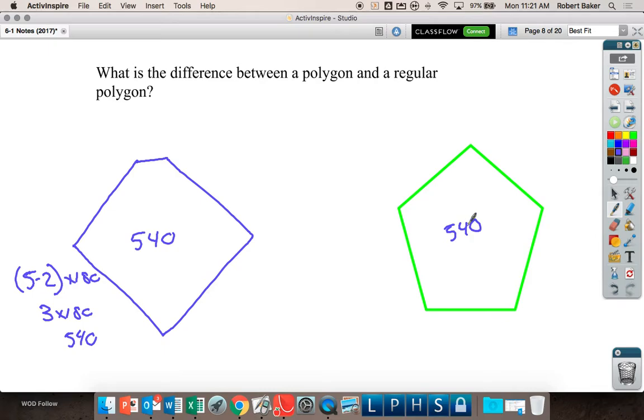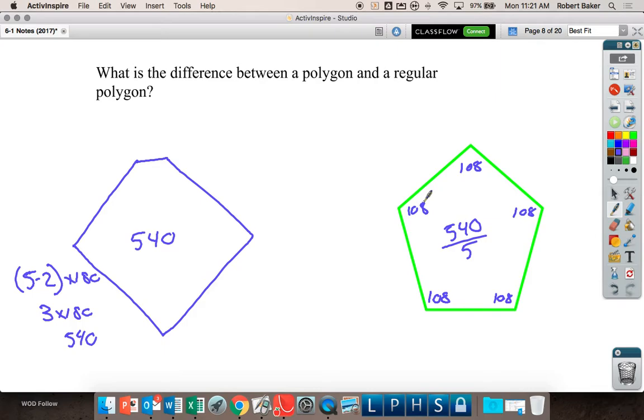So if I ask you to identify the measure of one interior angle of a regular pentagon, 108. How did you get that? I divided 540 by 5. So inside of any regular pentagon, each individual angle is 108 degrees.